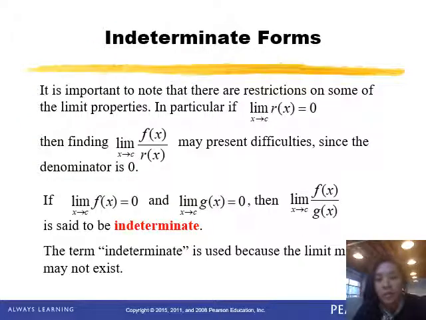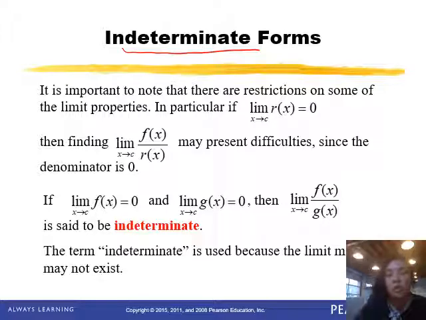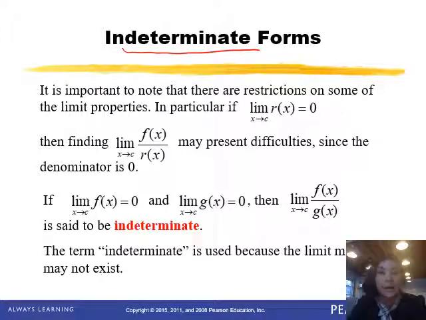All right, so we do have cases where there is no limit, or the limit is what's called indeterminate. So, indeterminate forms. There are restrictions on some of the properties of a limit. For example, we're doing the limit of a quotient as x approaches c.